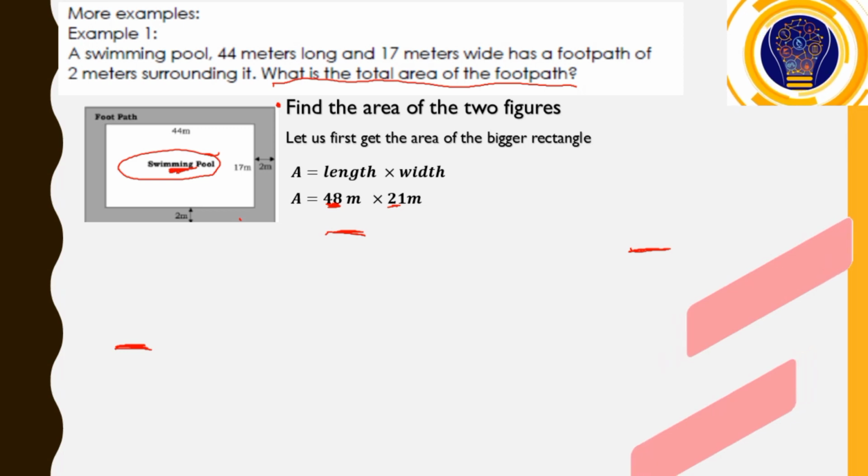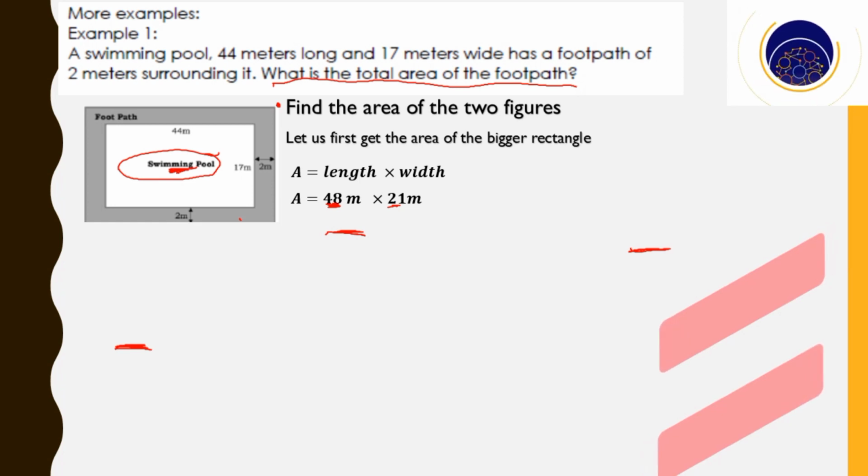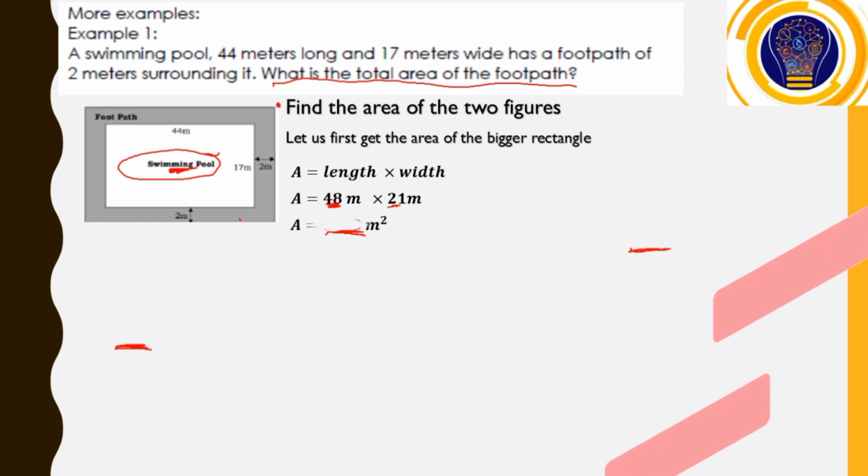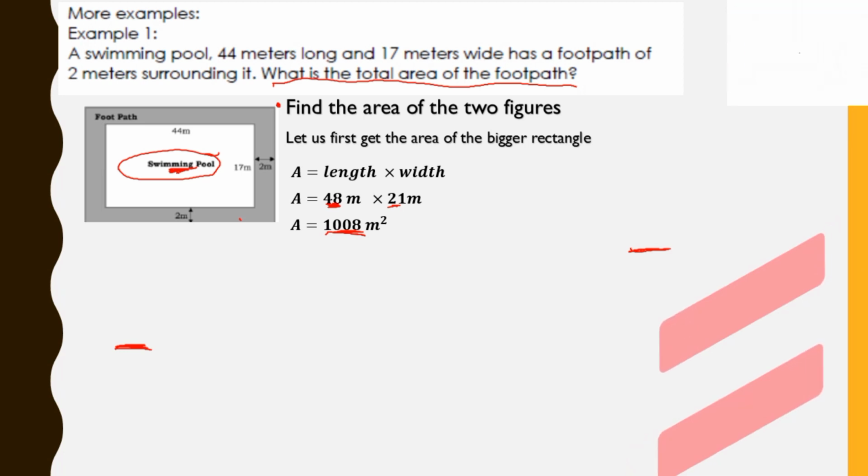Now, let's find the area of that bigger rectangle. And that is equal to 1,008 meter squared. Ngayon, nakuha mo na yung malaking area.